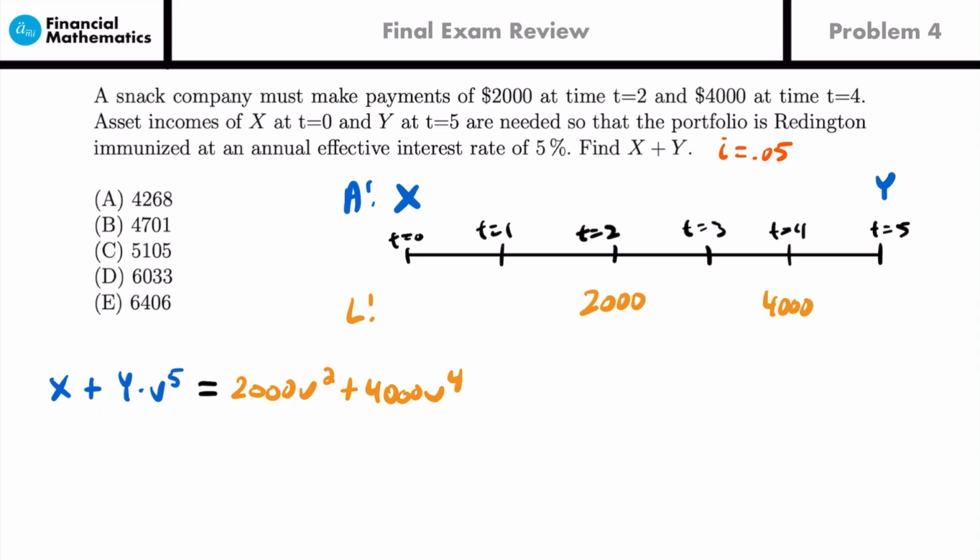Now, for immunization problems, you're always going to have to set up at least 2 equations. So let's just move right into the second condition and set the duration of the assets equal to the duration of the liabilities.